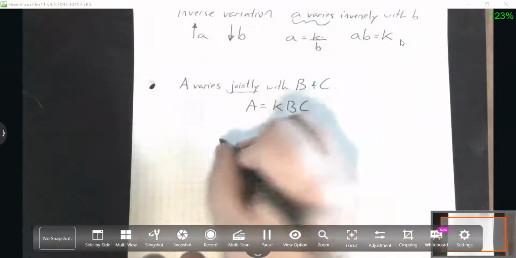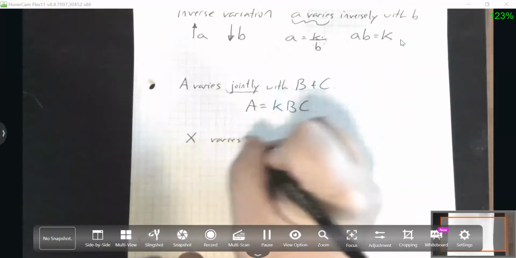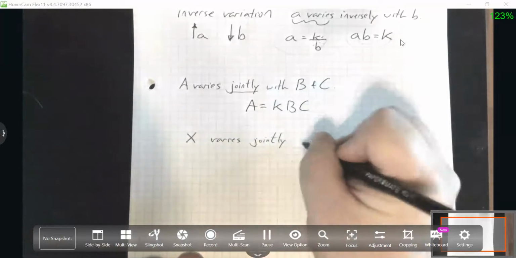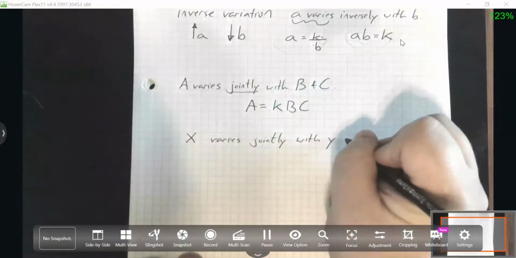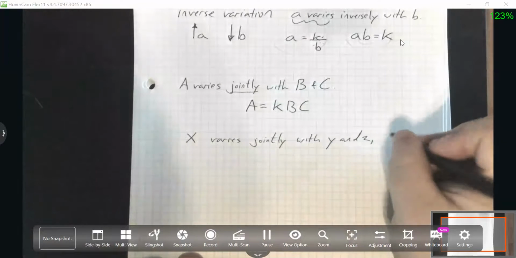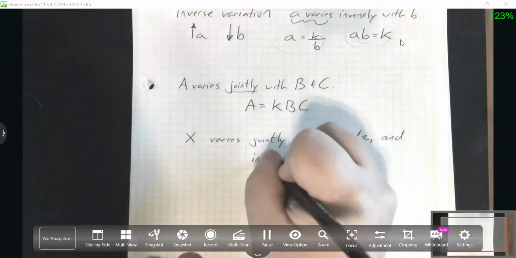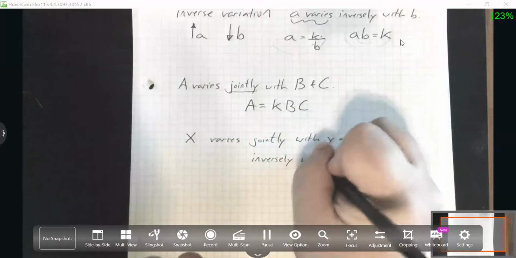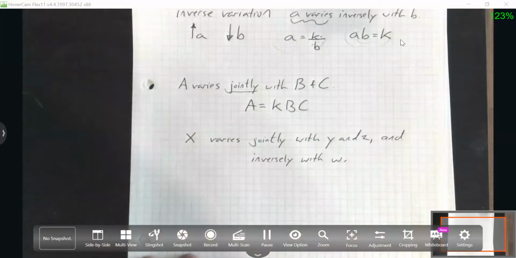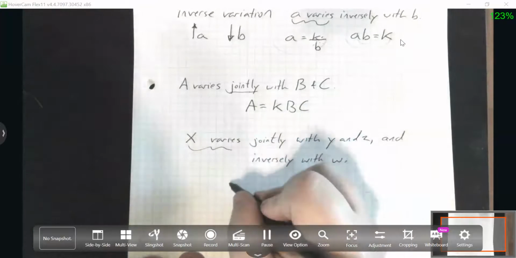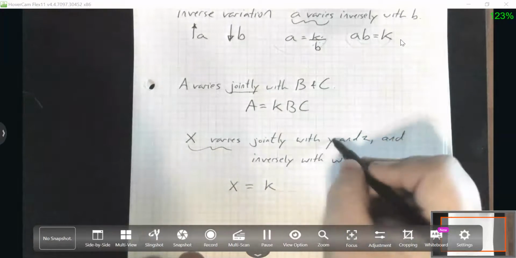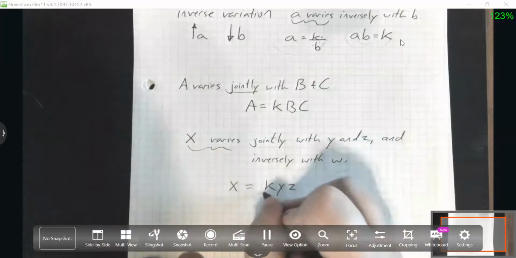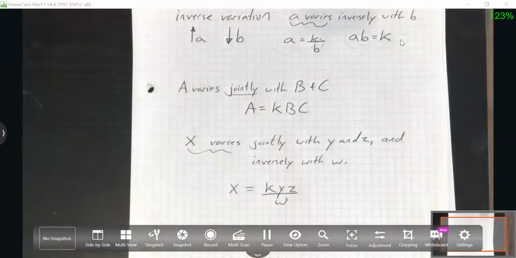All right, how about X varies jointly with Y and Z, and inversely with W. So again, we have X varies, so I'm going to write X equals K, jointly with Y and Z, so it'd be KYZ, but inversely with W. So I'd have a W on the bottom. So this is just kind of a broad overview of looking at how different things can be put together. Most of this should be familiar for you at this point. Usually I've talked about it a couple different times.